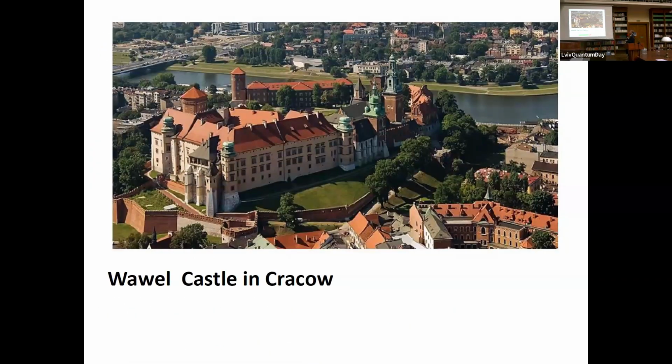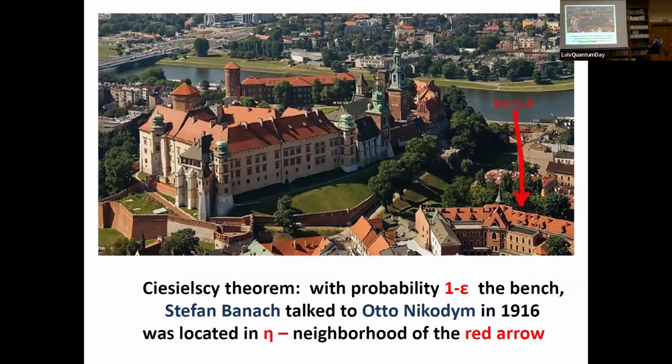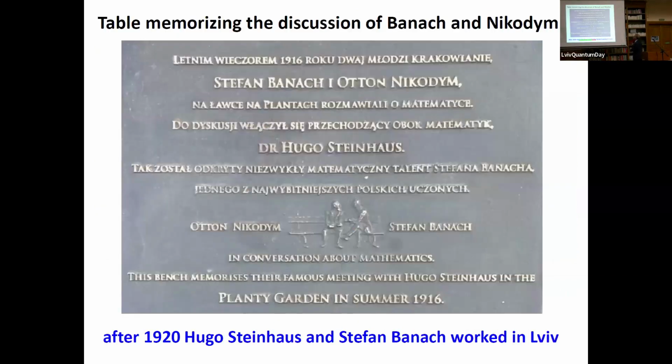At the very end, I'm going to finish. Here, as you see, Wawel Castle in Krakow, not far away, only 300 kilometers away. And now look, the arrow here points to a special place. So my colleagues, mathematicians in Krakow, formulated such a statement: with probability 1 minus epsilon, the bench where Banach talked to Nikodym in 1916 was located in the neighborhood of the red arrow. So here is a plate commemorating this discussion.